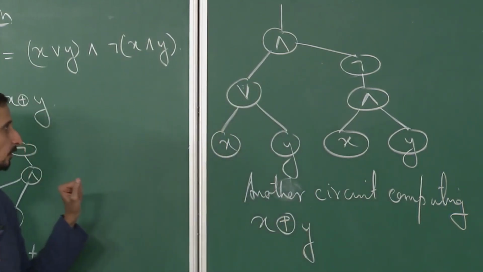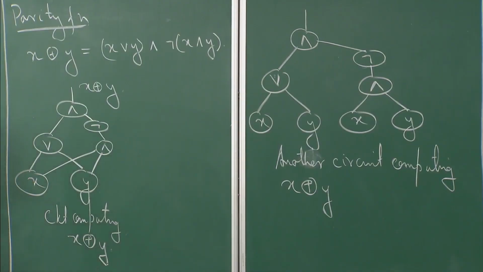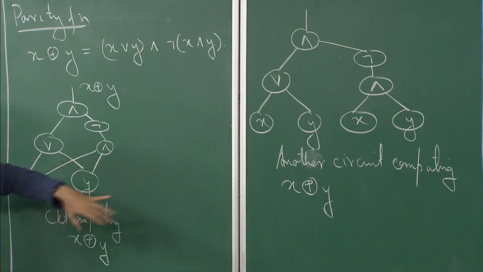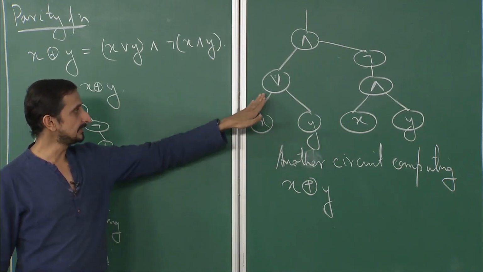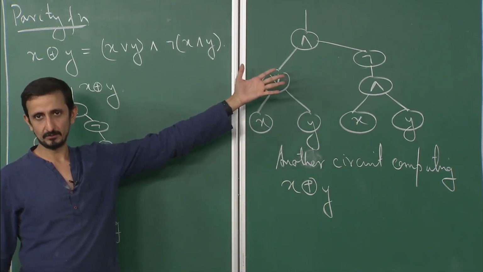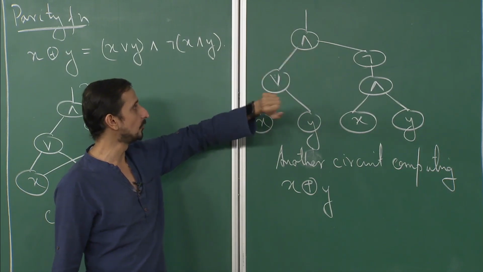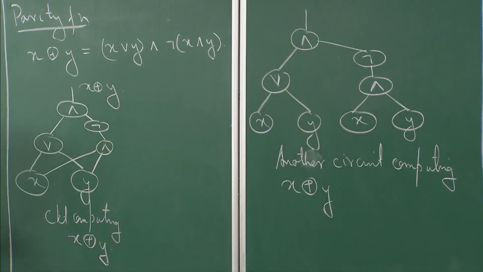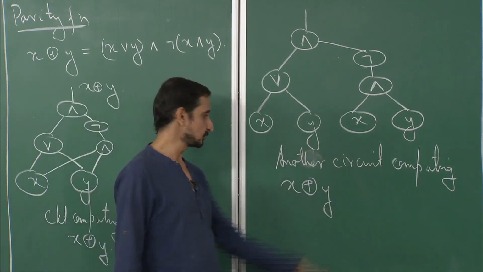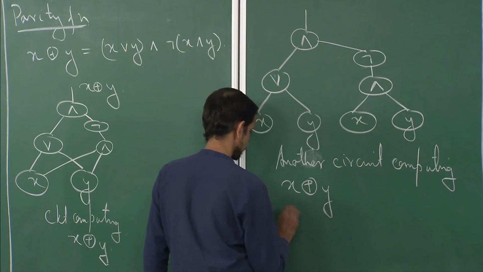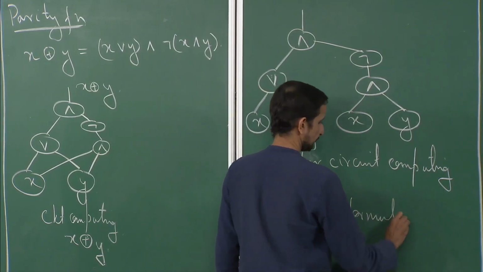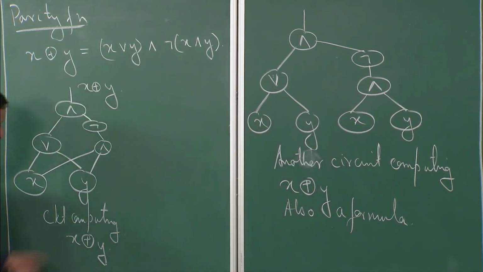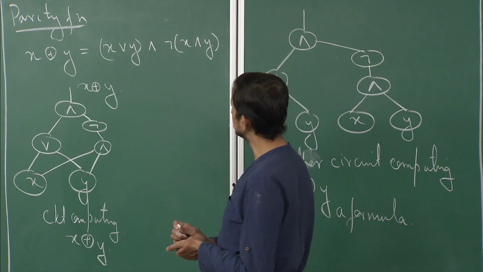x parity y. Now, what is the difference between these two circuits? Of course, the underlying graphical structure is different, but a more fundamental difference is that if you observe these two circuits, this circuit over here has the property that no node has out degree greater than 1. In fact, this is the output node, and all the nodes have out degree at most 1, whereas here you can see that these two nodes have out degree equal to 2. So if a circuit has out degree at most 1, it is also what is called a formula.